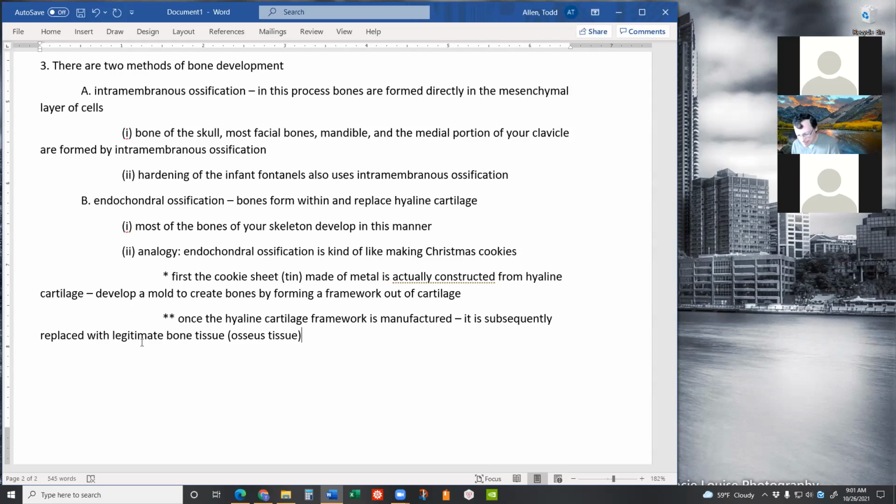Okay, all right, folks. So endochondral ossification: most of the bones of your skeleton are made this way. You start out by creating a bone that's literally made of cartilage first, and then you gradually replace that cartilage with legitimate bone tissue. That's how most of the bones of your skeleton are made. Folks, do you have questions right now?